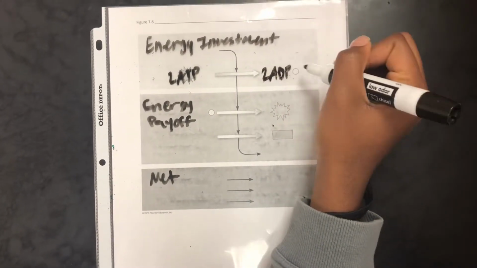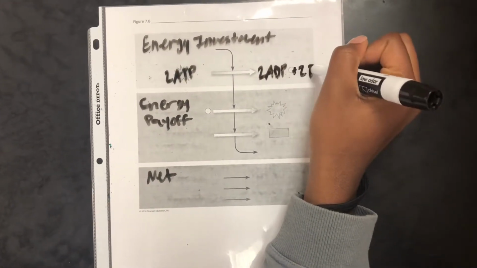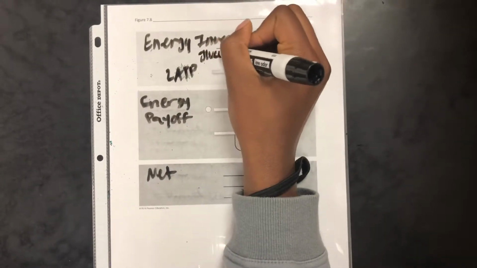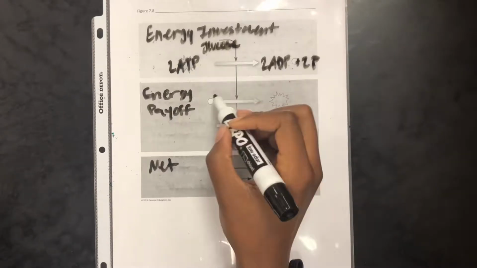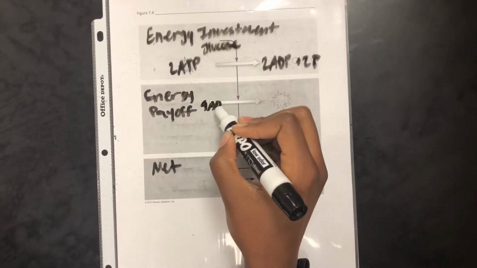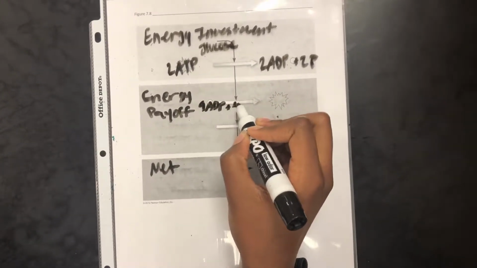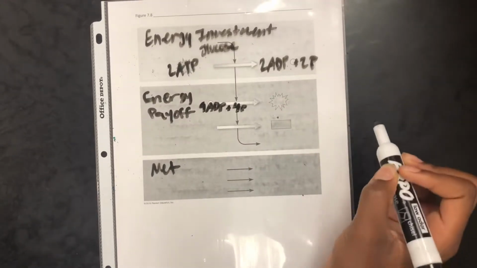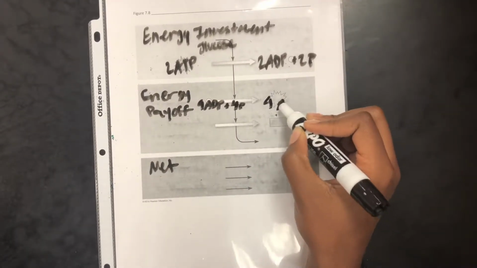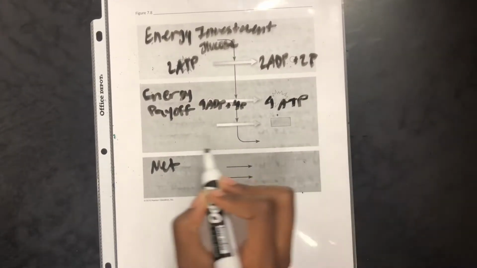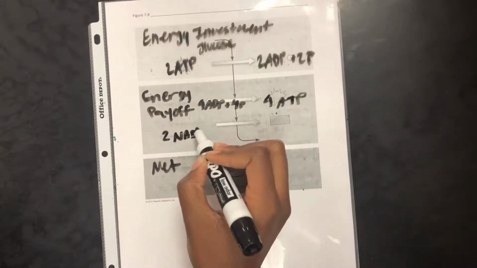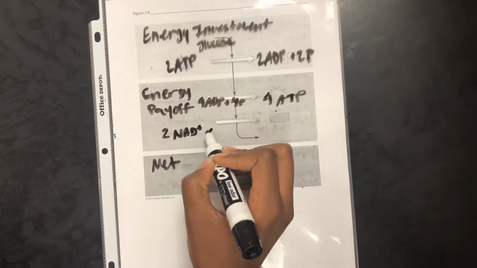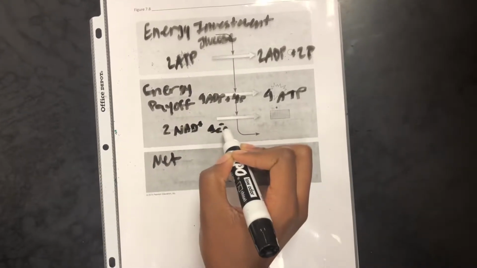In the energy payoff phase, substrate-level phosphorylation occurs, which adds phosphate groups from substrate molecules to the ADP produced in the energy investment phase, producing 4 total ATP. NAD plus is then reduced to NADH and hydrogen by the electrons released by the oxidation of glucose. This in total produces 2 pyruvate molecules and 2 hydrogen molecules.